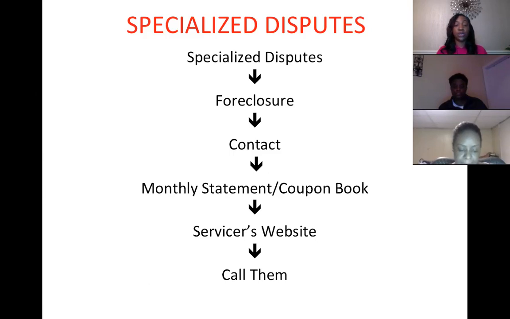When you want to dispute, there will be a specific address you have to send it to, and usually that's in the monthly statement or in the coupon book that they send the client to make their payments, or on the servicer's website. Or you can call them to verify, because it's not going to be just a regular address, right? Usually the monthly statement will say, if you ever want to dispute a billing error or something like that, use this address here, okay?